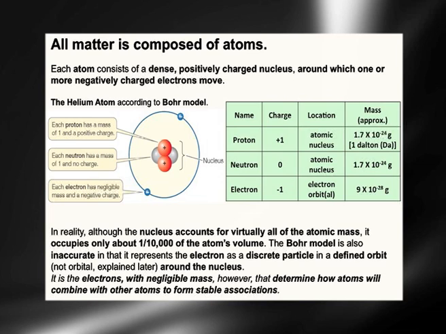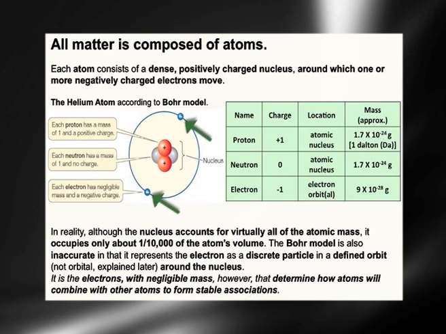Now, all matter is composed of atoms. Each atom consists of a dense, positively charged nucleus around which one or more negatively charged electrons move. So, this is the so-called Bohr model of a helium atom. In the center, you have the nucleus, which contains protons, which are positively charged and have a mass of 1, and a neutron, which is electrically neutral. It also has a mass of 1, and surrounding the nucleus, negatively charged electrons are rotating.